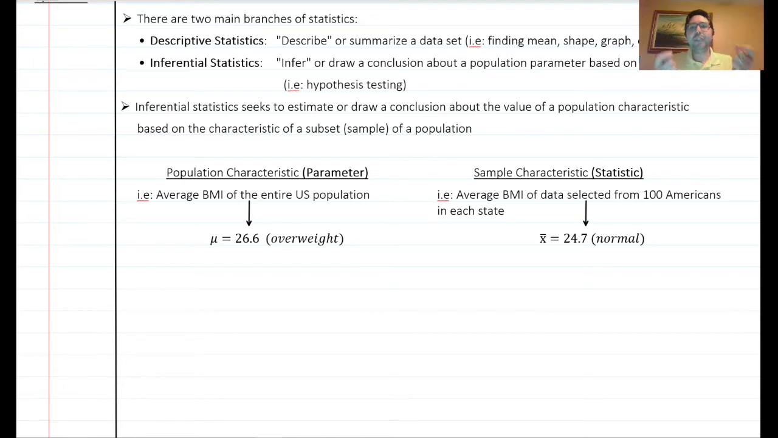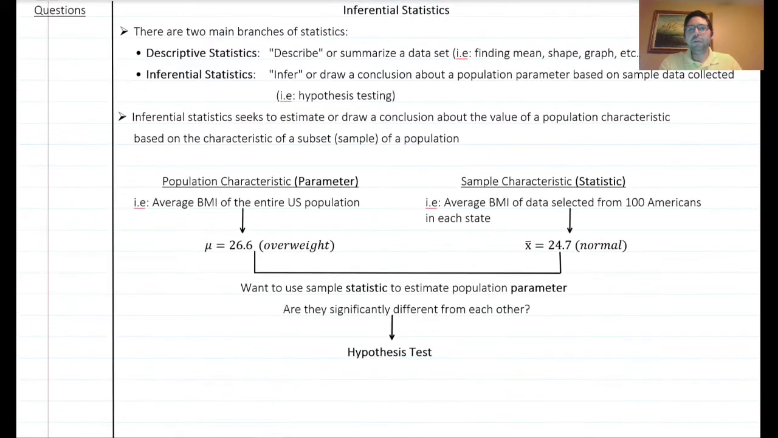This is due to sampling error. The difference between those is because of sampling error, because there's always going to be an error from your sample, because it's not the entire population. So what we want to do is use this sample statistic to estimate the parameter. So are they significantly different from each other?